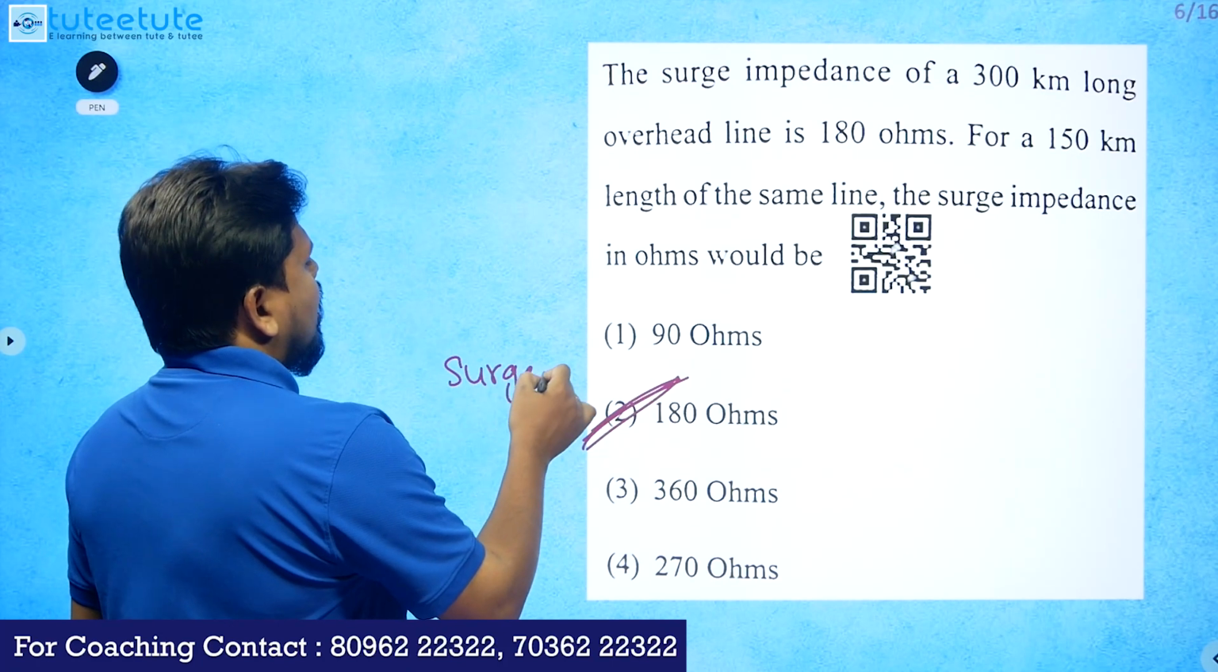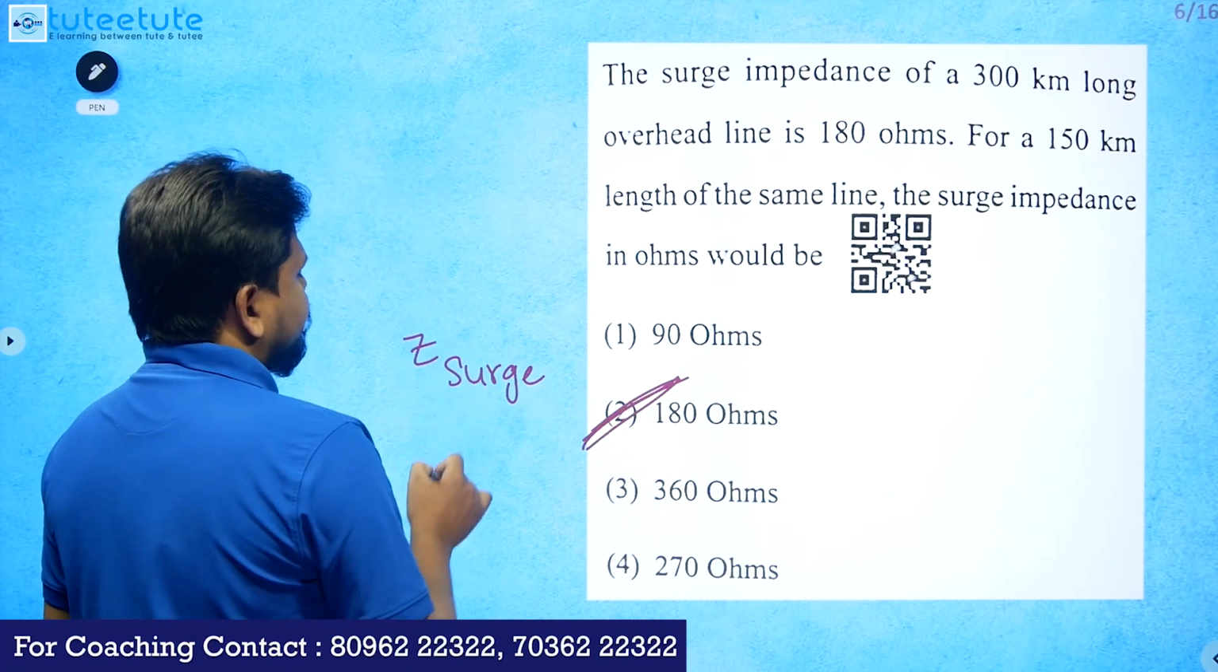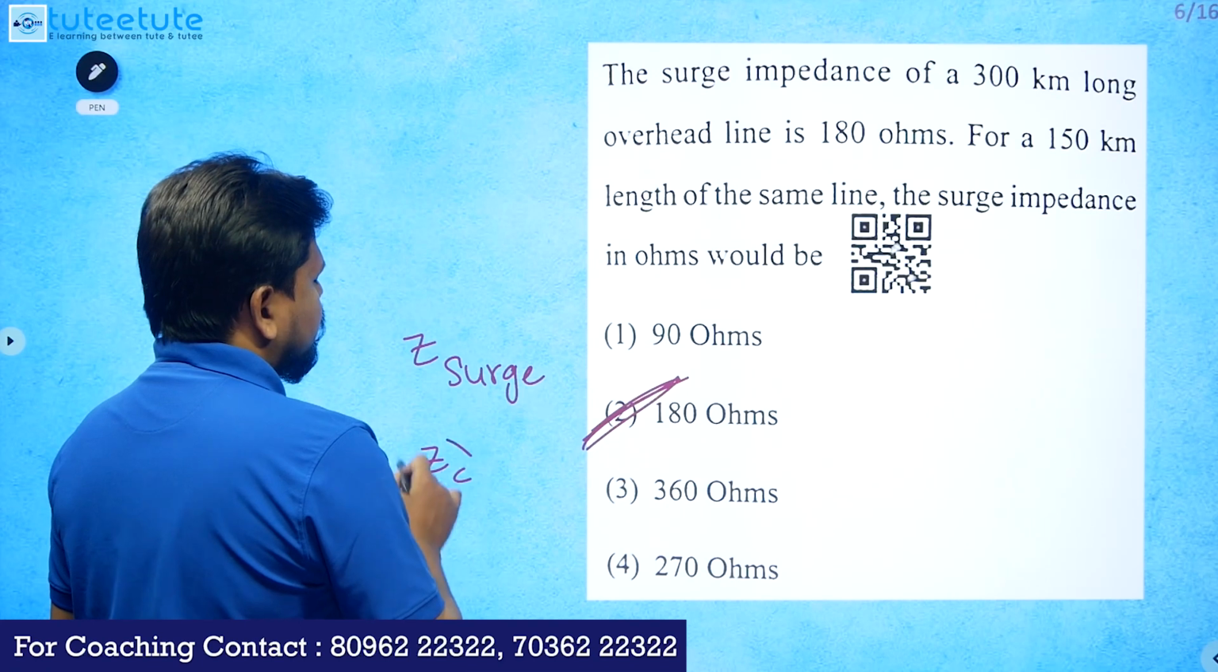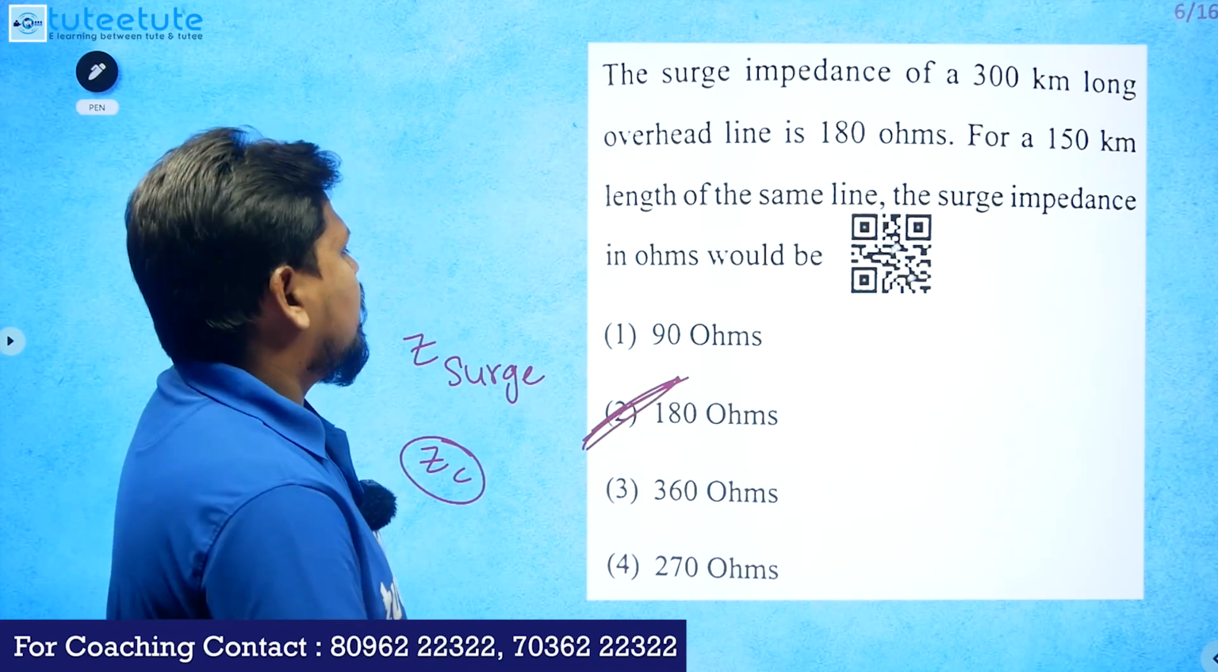We used to call it surge impedance, otherwise characteristic impedance. ZC we used to call. So these things will not change.